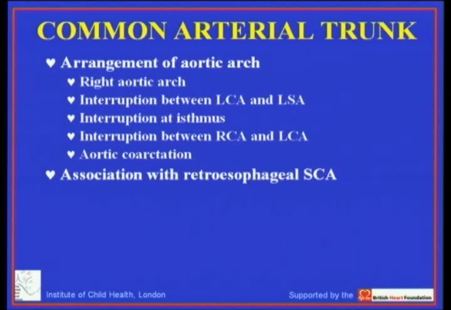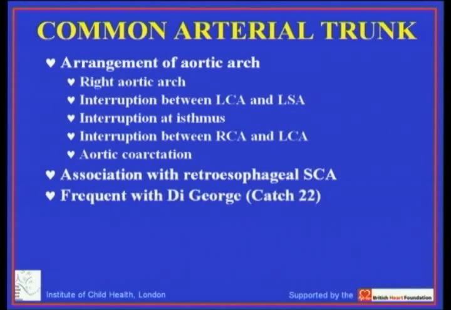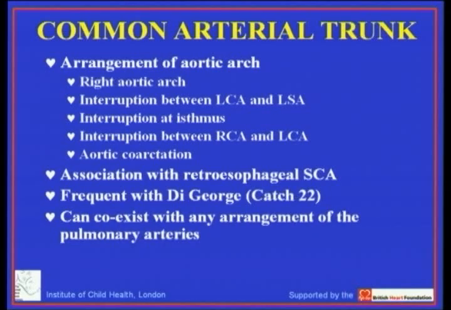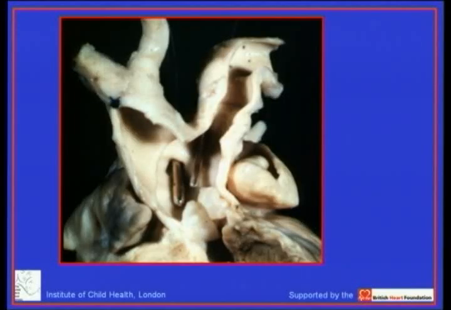And we must not forget the association, when we have interruption of the aortic arch, with the left subclavian artery. And of course, common arterial trunk, as I've just discussed, is common in the setting of 22q11 deletion. Catch-22 is now a pejorative term, so not used. 22q11 deletion, much better. And in reality, these abnormalities of the aortic arch can also coexist with any arrangement of the pulmonary arteries. But this is the typical situation.